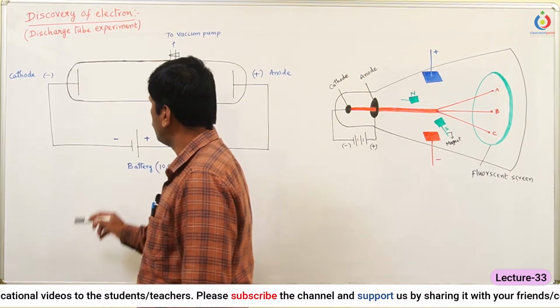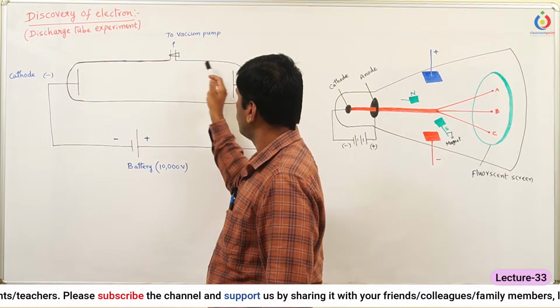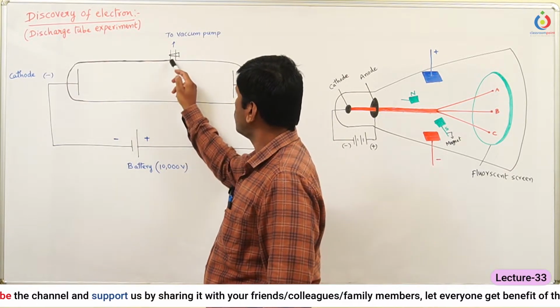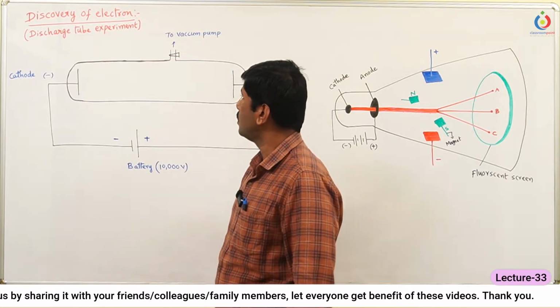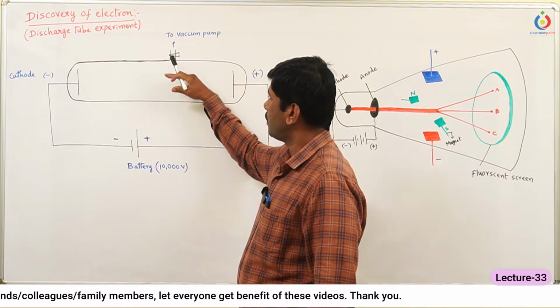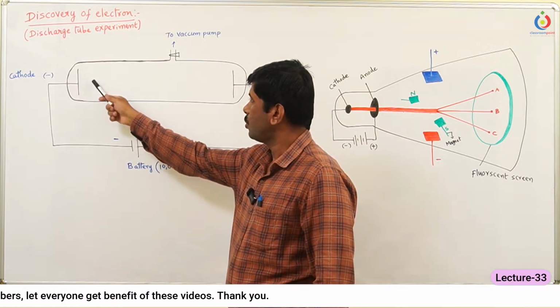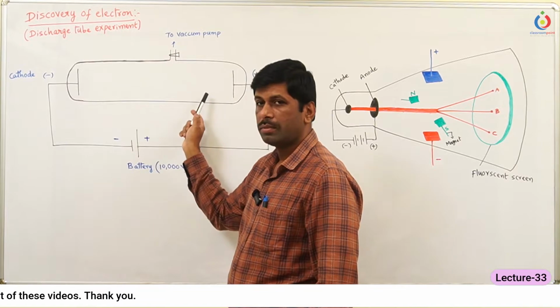This discharge tube contains a long glass tube which has one exit point. This exit point is connected to a vacuum pump. The purpose of connecting it to the vacuum pump is to adjust the gas pressure present inside the discharge tube. And this discharge tube has two metal rods at both of its ends.